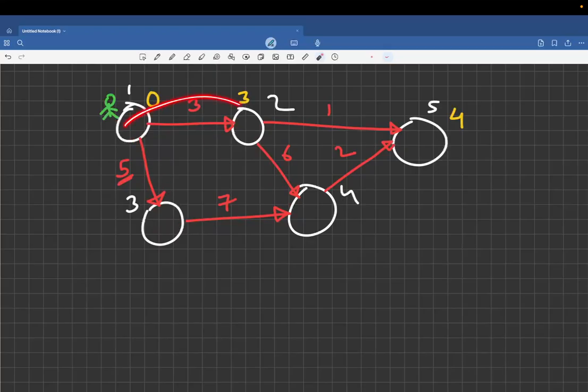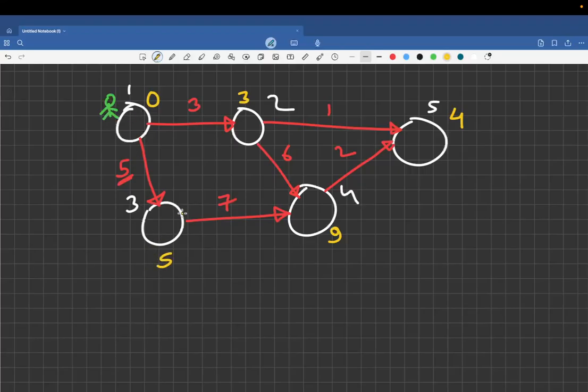If you follow this particular path, the length is 3 plus 6, that is 9. If you follow this particular path, the length is 5 plus 7, that is 12. So definitely 9 is the shorter one. So the shortest distance from 1 to 4 is 9. And similarly, the shortest distance from 1 to 3 is 5.